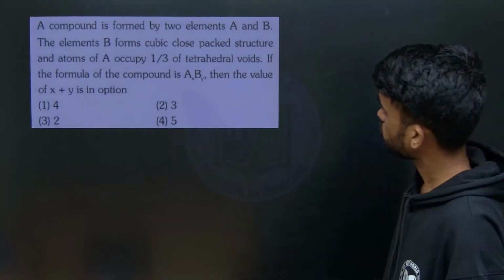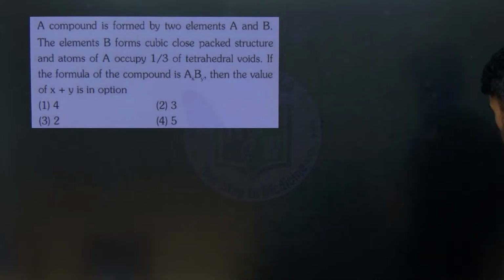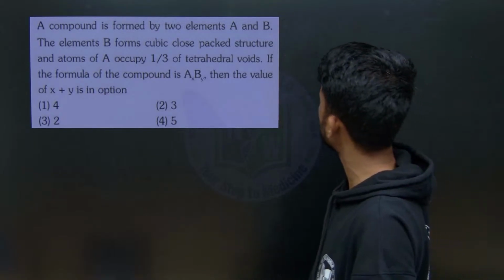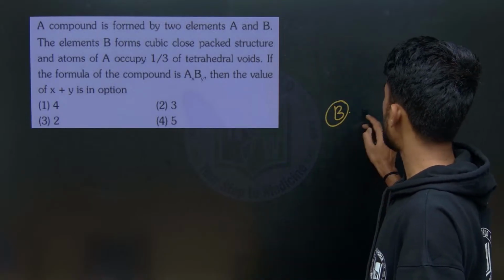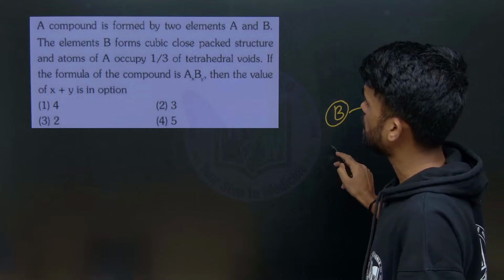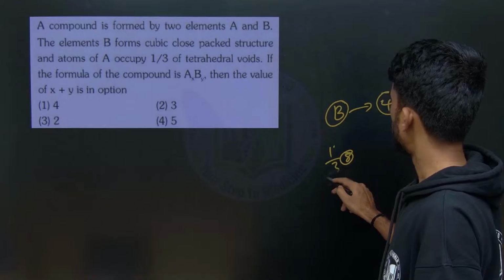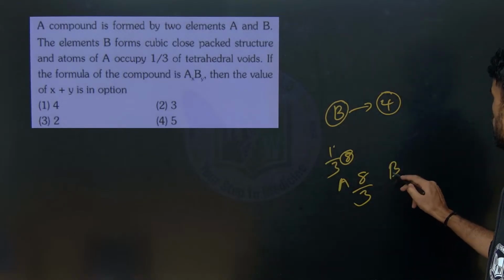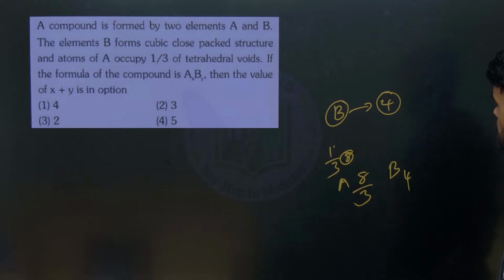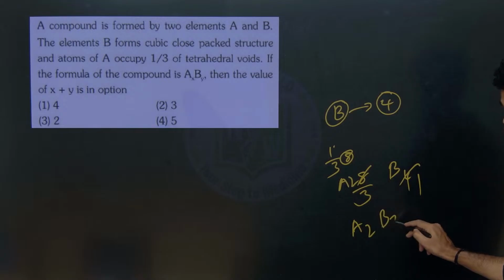Next, anyway, solid state we are not going to solve. Anyways, here it is again easy. CCP will be having 4 B atoms, and A occupies tetrahedral voids, which are 8. So out of that, 8 by 3 you can take. A atoms are 8 by 3, B atoms are 4. So like this we can do. So B1, 2, so A2, B3. So this is the answer.